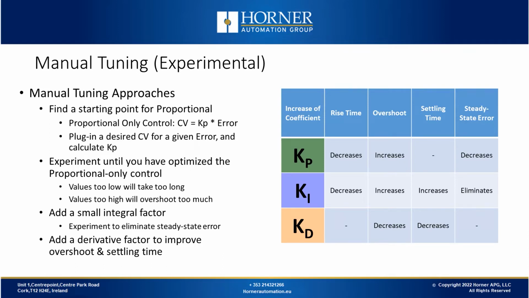Generally, the integral will help you get all the way to the set point, so if you're getting stuck above or below the set point, then you can add an integral to help with that situation. Once you've tested it and you're happy with your integral, then you can add some derivative in to help improve your overshoot and improve your settling time. So that's the manual tuning or experimental type approach.